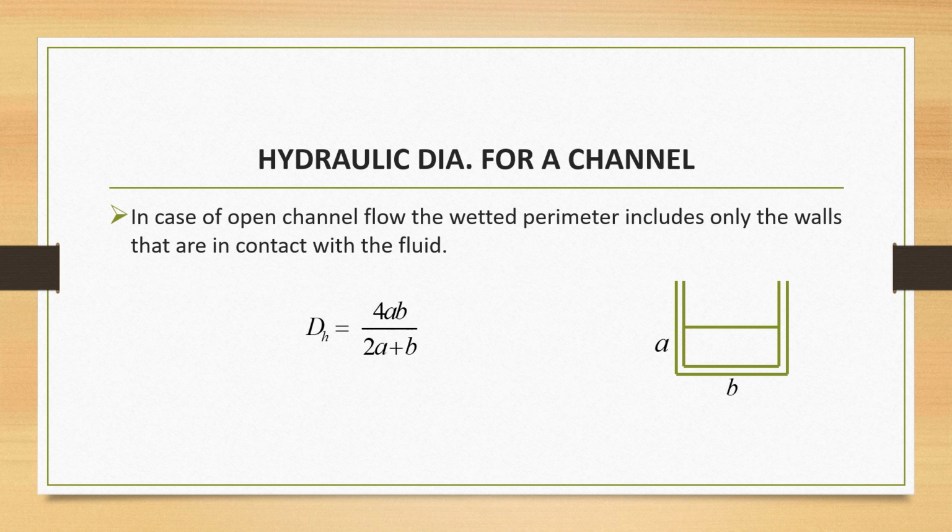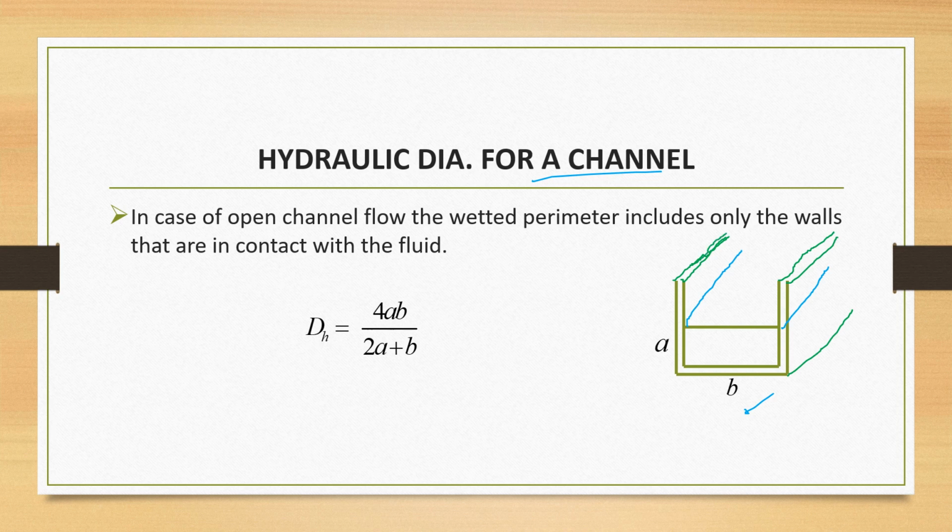Okay, now let's see what is the hydraulic diameter for a channel. Okay, so as you can see here, this is the open channel. Okay, let me first draw the whole diagram. So the liquid is going in this direction. This blue line represents the level of the liquid, and this green line is for the pipe. Okay, so the pipe is like this. Okay, so this is an open channel.